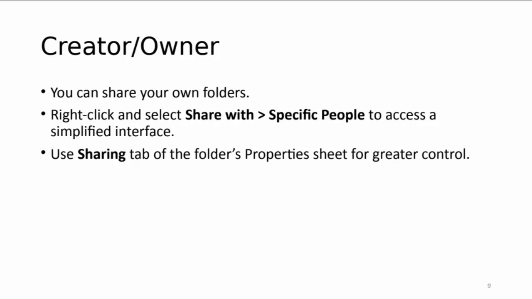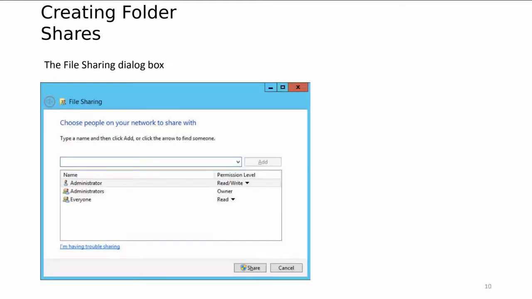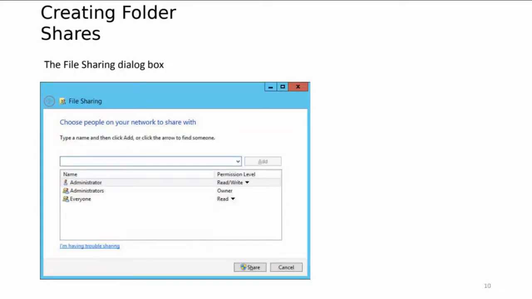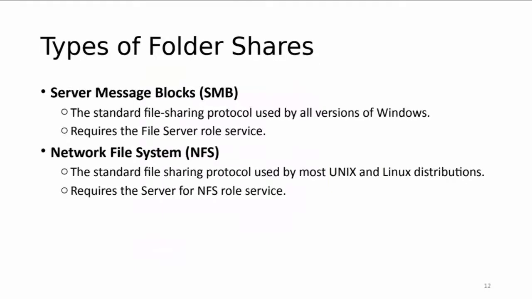Use the sharing tab of the folder's properties sheet for greater control. Here you see file sharing. Whom do you want to share with? You can click on add. Click on advanced sharing always. Now we are experts, so we have to go to advanced sharing and then control what kind of sharing we will have. We will do this in the lab, inshallah.